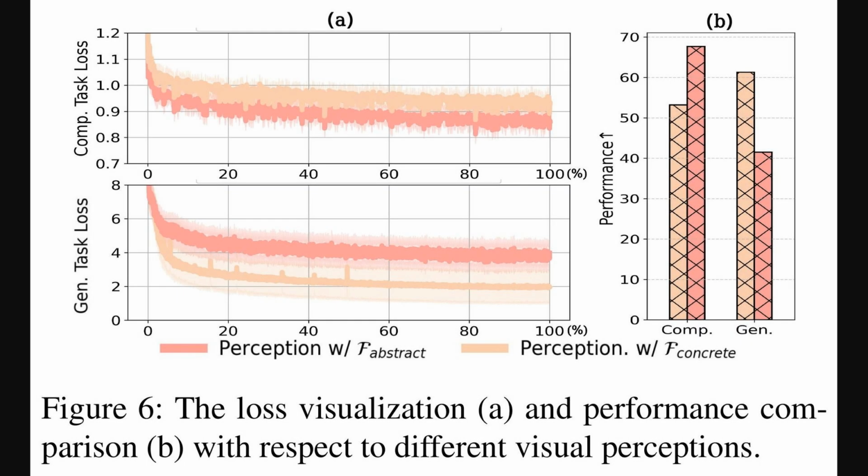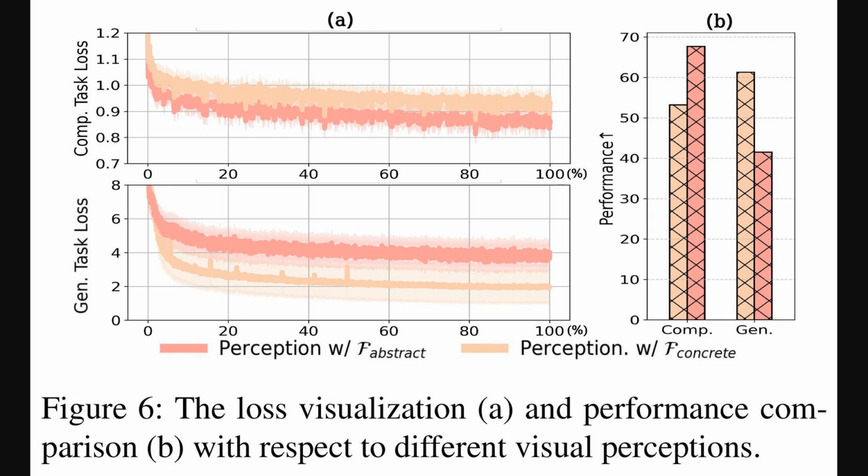Now Figure 6 digs a bit deeper into how HealthGPT manages both understanding and creating images so well, specifically looking at the different types of visual features it uses. Part A here shows the training loss. The red line represents using more abstract features, sort of the big picture information, while the orange line uses more concrete, detailed features. You can see the red line generally leads to lower loss for comprehension tasks, while the orange line gets lower loss for generation tasks.